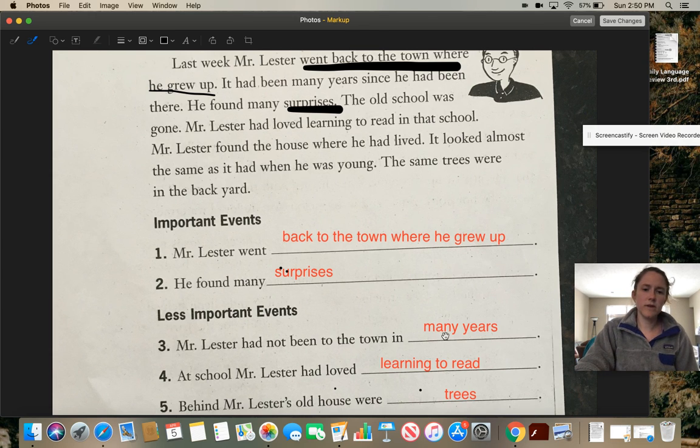These less important events: he had not been to town in many years. He had loved to learn to read when he was at school, and behind Mr. Lester's old house were trees. So those are little details that you don't have to include when you do a summary.